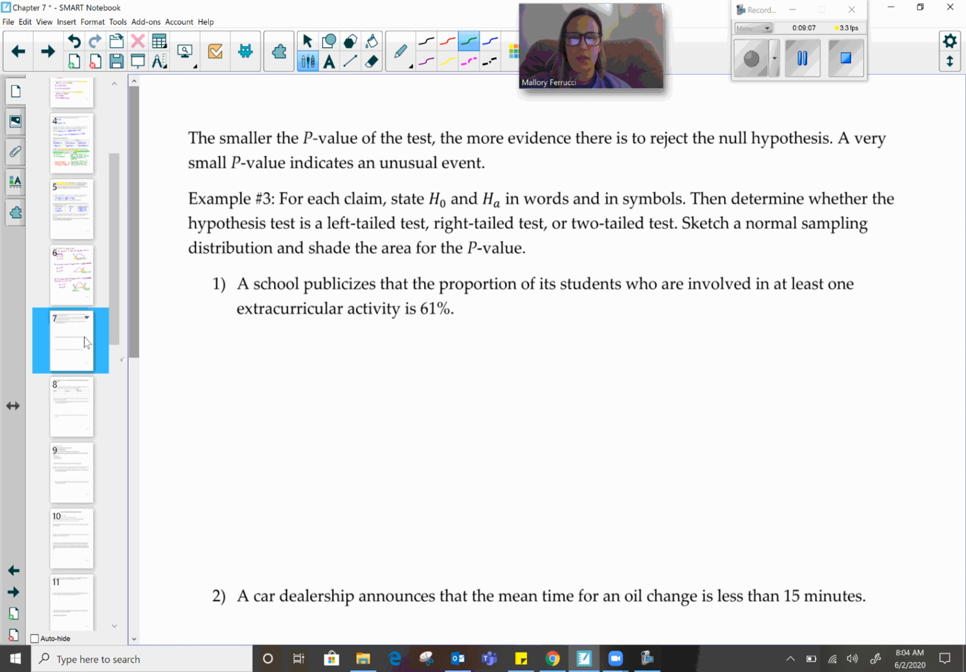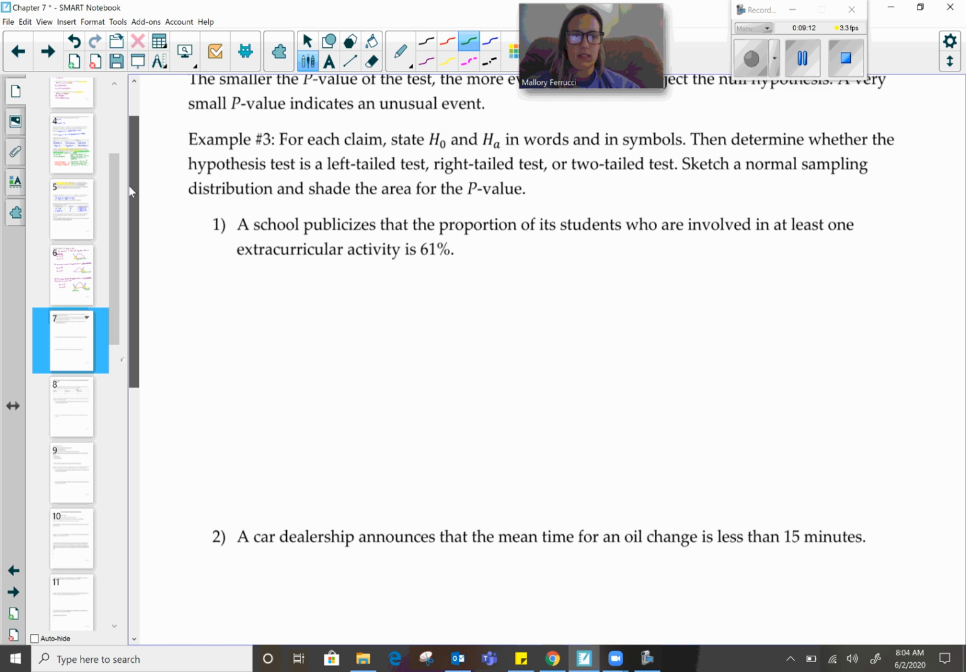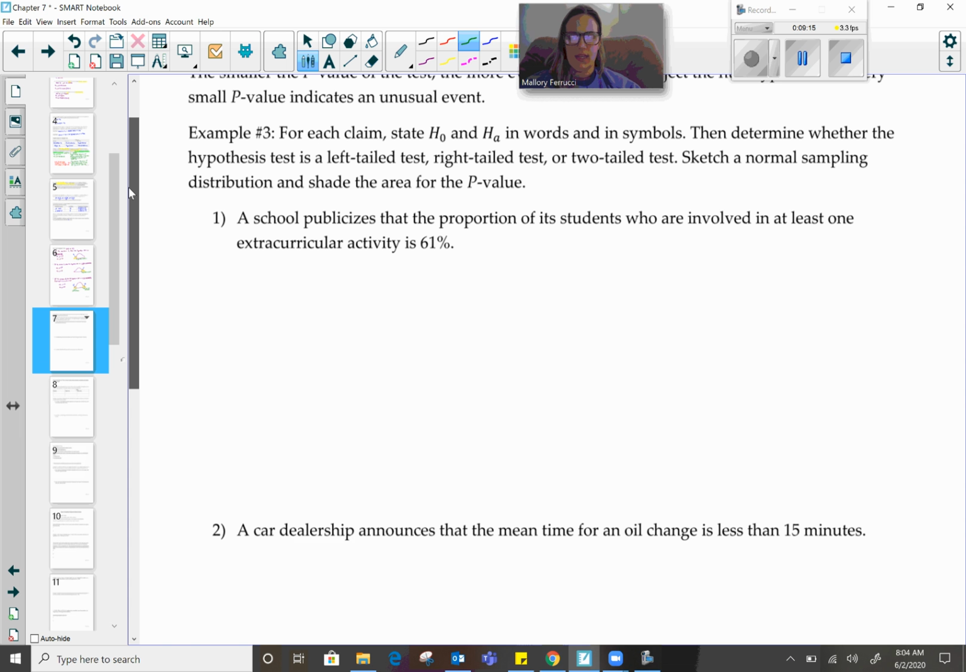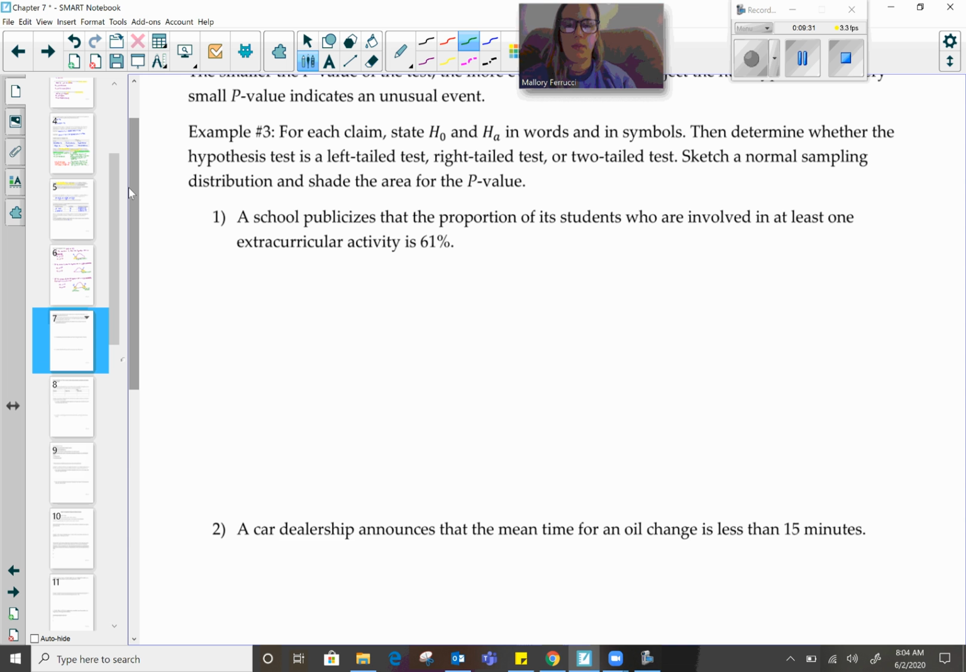So for example number 3, for each claim, state the null hypothesis and alternative hypothesis. We're just going to do it in symbols. Then determine whether the hypothesis test is a left-tailed test, right-tailed test, or two-tailed test. Sketch a normal sampling distribution and shade the area for the p-value. A school publicizes that the proportion of students who are involved in at least one extracurricular activity is 61%.